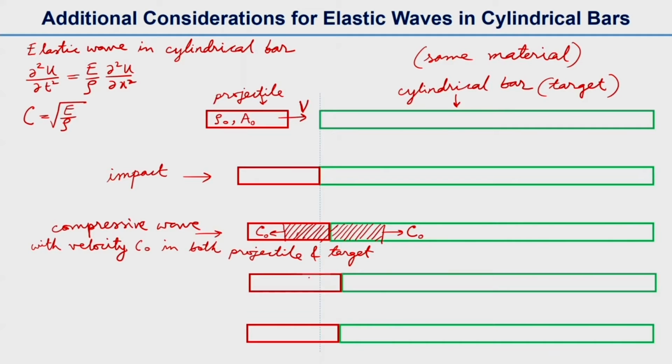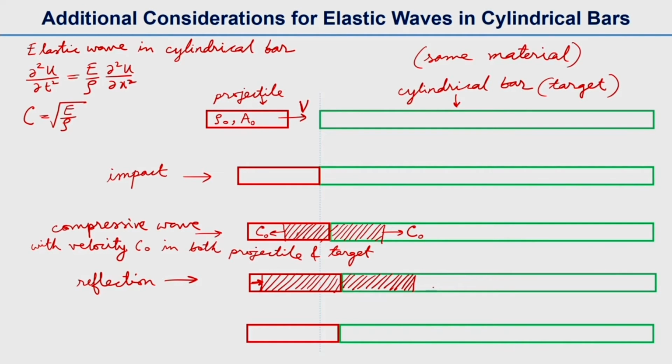So now after some time it will propagate more, and in the projectile bar the wave will actually reflect at the free surface, this surface, and then it will return back. So it will reflect back with the same velocity. At the reflection at this end, at that time on the target also, whatever distance it travels in the projectile bar, the same distance it will travel in the target bar as well, because the velocities are the same.